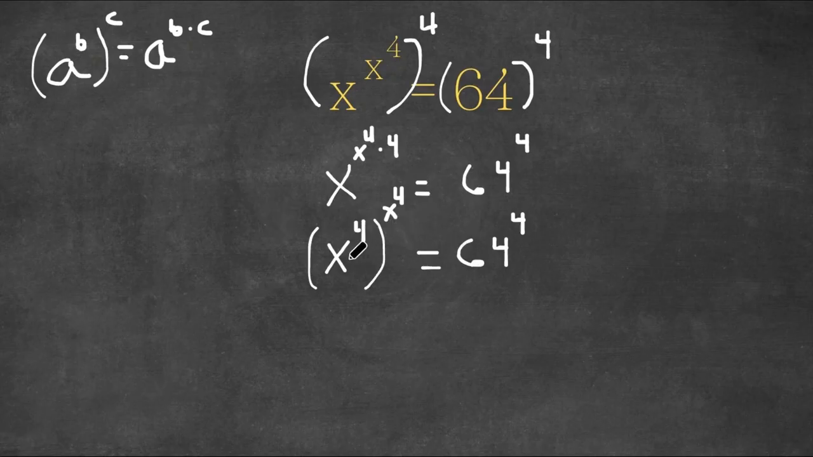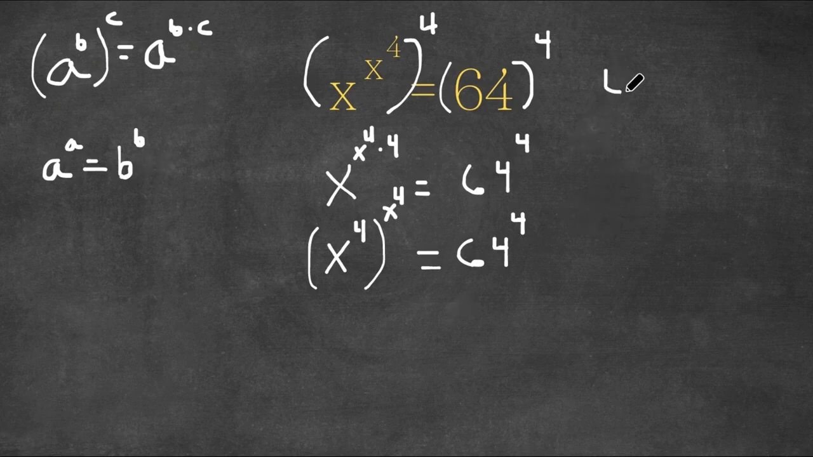Well, I actually want to convert this equation so that it's in the form a to the power of a equals b to the power of b, because if it is in this form, then we could just set a equal to b. So we already have x to the power of 4 to the power of x to the power of 4, so we already have a to the power of a. Now we just need to convert 64 to the power of 4 so that it's in the form b to the power of b.